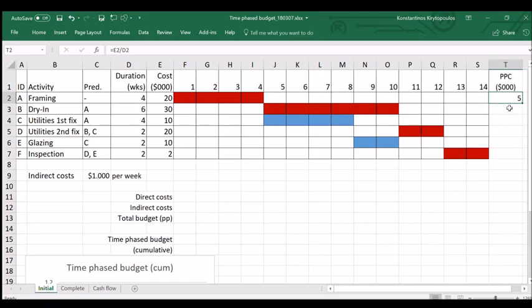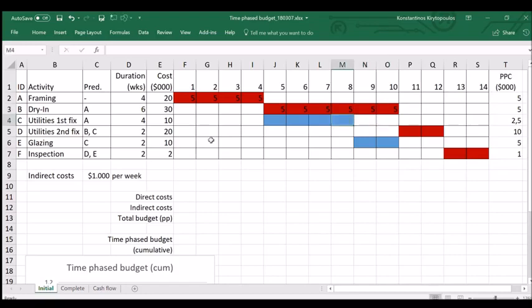If we do the same for B, that would be 30,000 over 6 weeks duration, which is again 5 per week. And we do this for all the activities and we get the relevant results. All right. So what's the next step? The next step would be to put these costs at the relevant places during the weeks. We can keep it in mind, or to make things a little bit easier, we can just put them in the table.